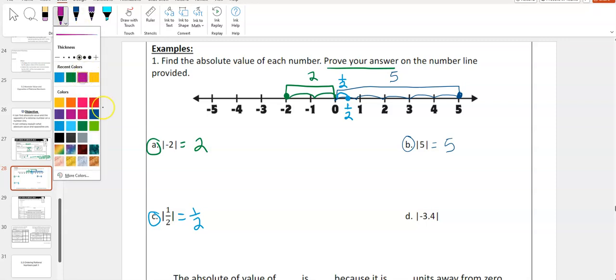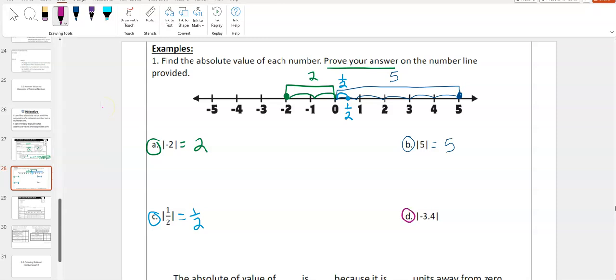And then the last one is D. And that is -3 4/10. And the absolute value of -3 4/10 is 3 4/10, because if I draw -3, and then remember, half is 5/10, so 4/10 is going to be a little less. Negative 3 4/10 is 4/10, 1 4/10, 2 4/10, 3 4/10. It is 3 4/10 away.